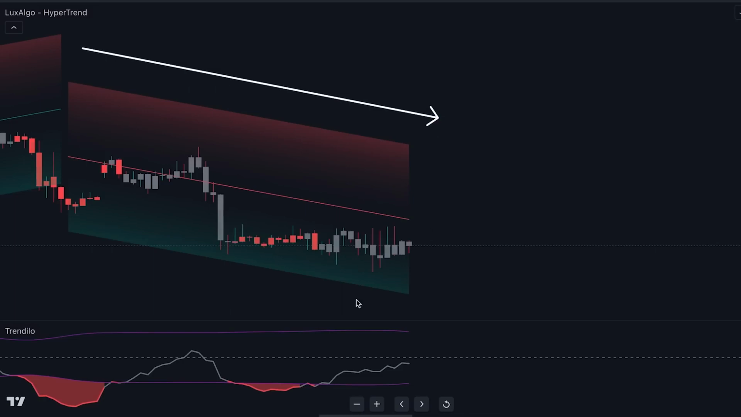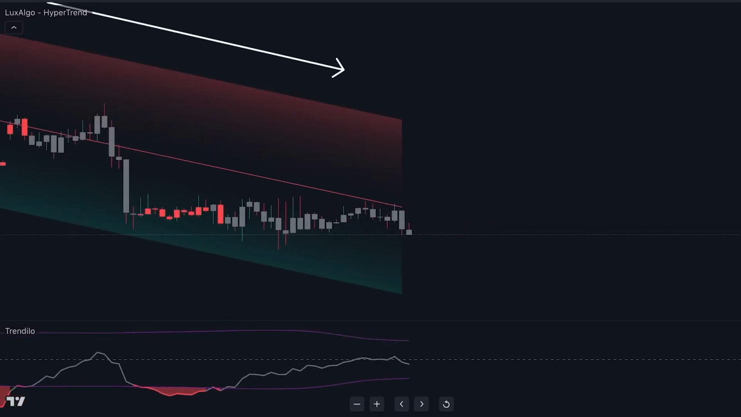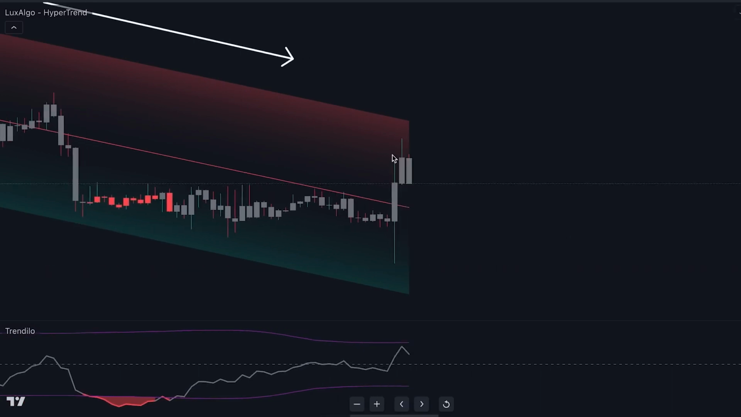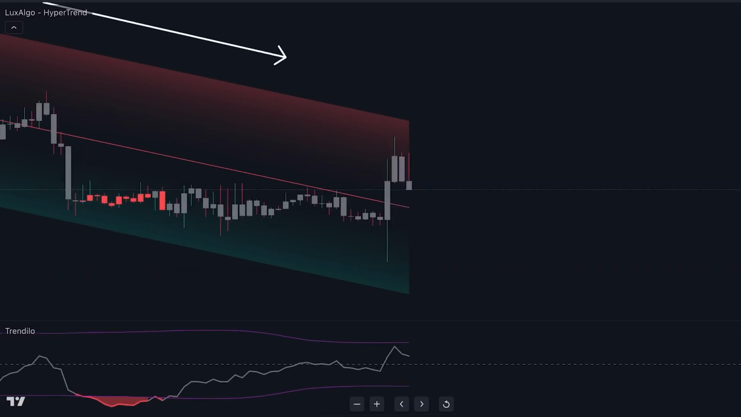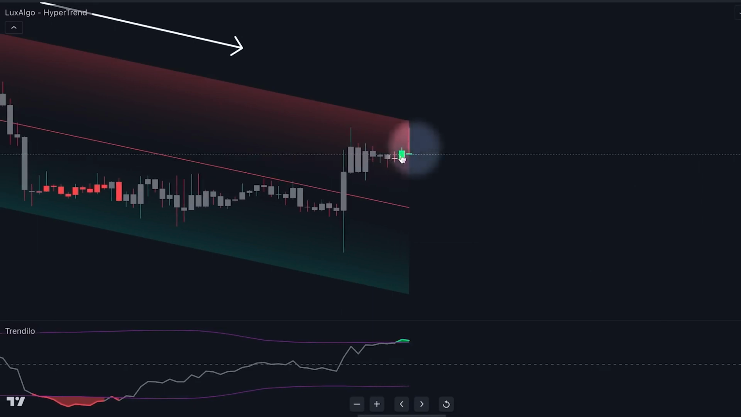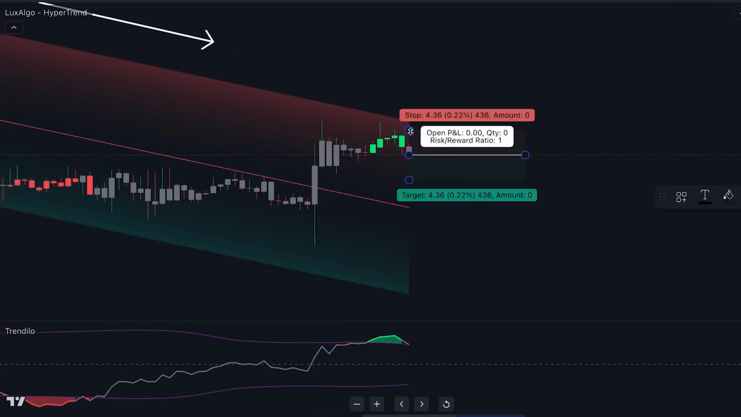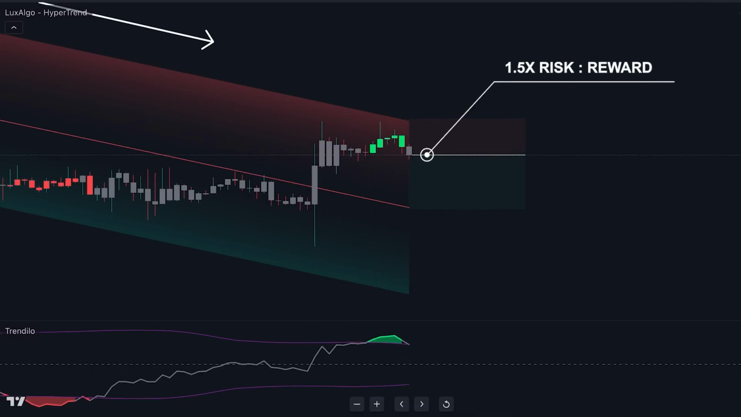Moving forward, our course of action involves monitoring for a price retracement that occurs on the opposite side of the hypertrend. During this phase, we will anticipate the price to become either oversold or overbought in accordance with the prevailing trend. Execution will be triggered once the price initiates movement out of this zone, and we will maintain a risk-to-reward ratio of 1 to 1.5.